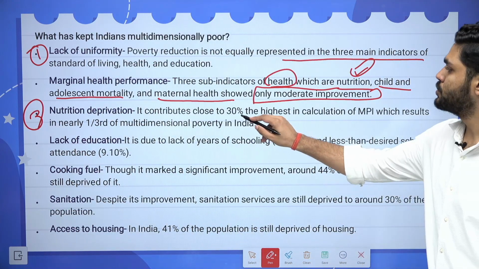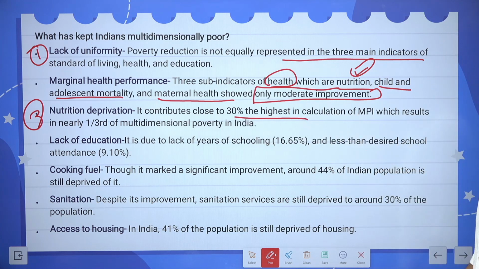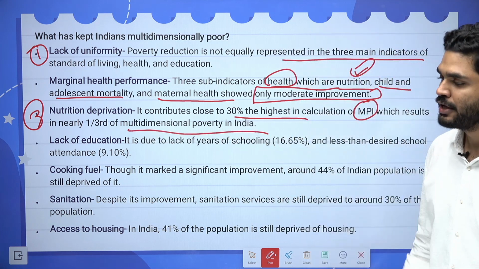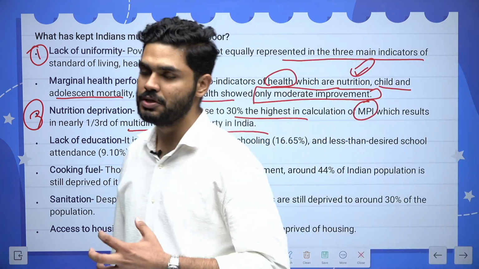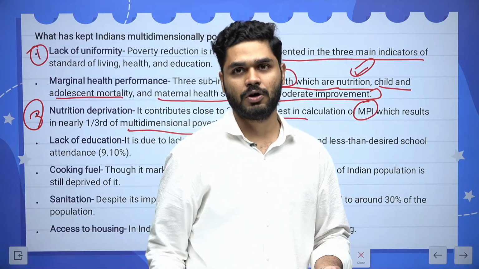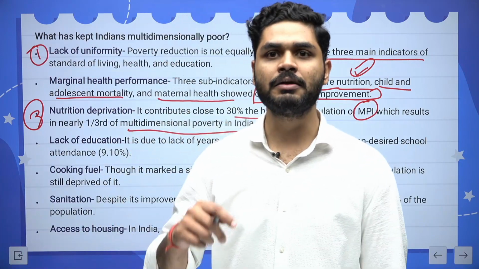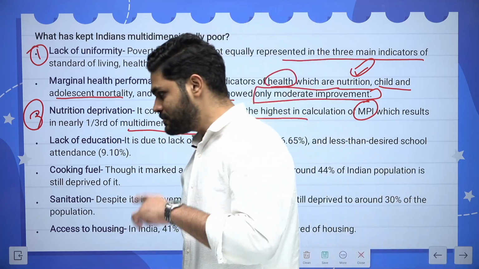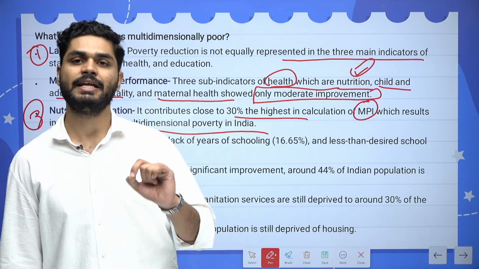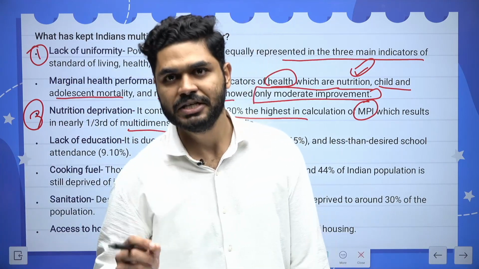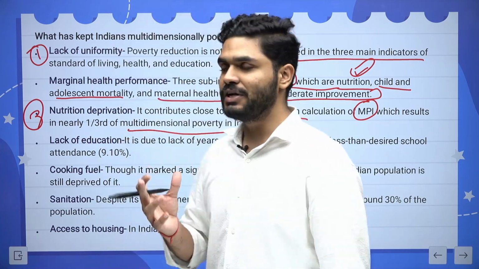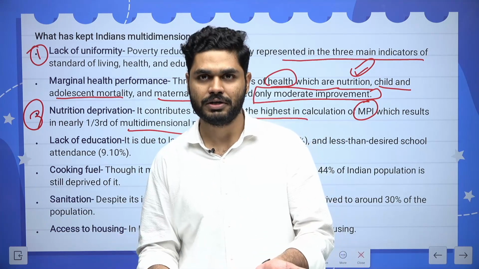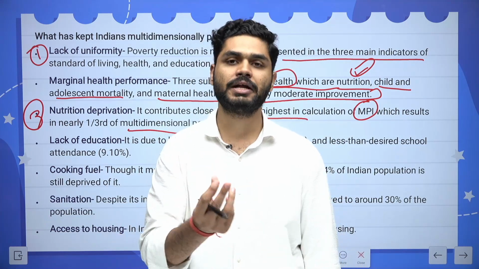Third is nutrition deprivation. It contributes close to 30%, the highest in the calculation of MPI, which results in one third of multidimensional poverty in India. Okay, so if 100 people are multidimensionally poor in India, almost 33 to 34 people are multidimensionally poor because of nutritional deprivation, and that is why it has been said the steep decline in poverty is because basic amenities have been provided to people. Because of free ration, people got this basic nutrition, and because they are not deprived of it, these little things made a huge impact.